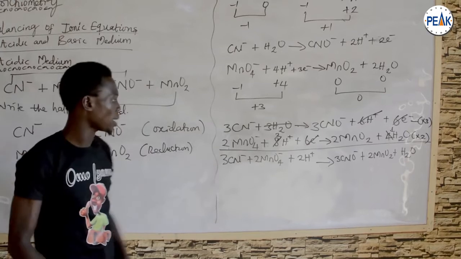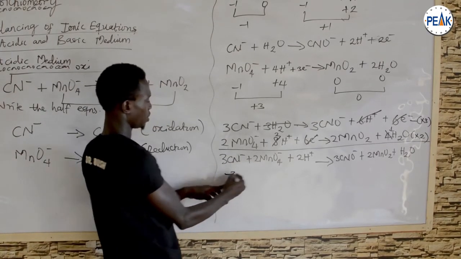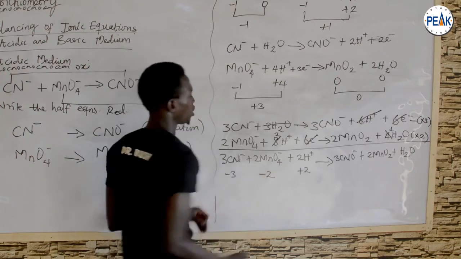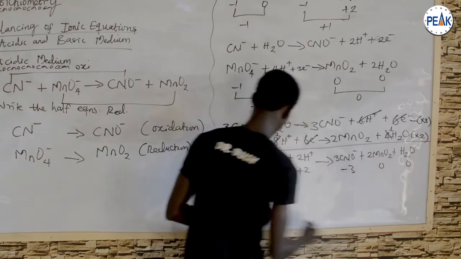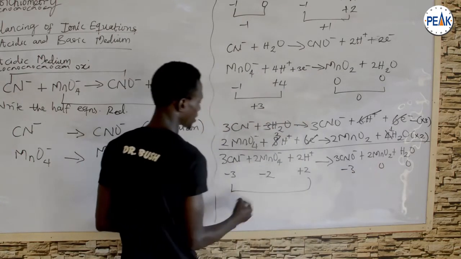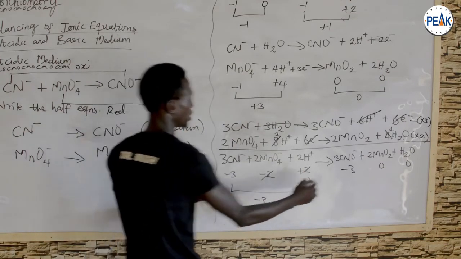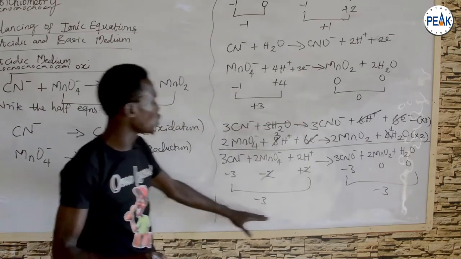Let's check if the charges are balanced. On the reactant side, I have -3, -2, and +2. On the product side, I have -3, 0, 0. The net charge on the reactant side, the -2 and +2 cancel, so the net charge on the reactant side is -3. And the net charge on the product side is also -3. We can see that the charges are also balanced.